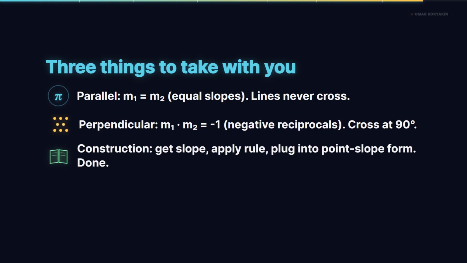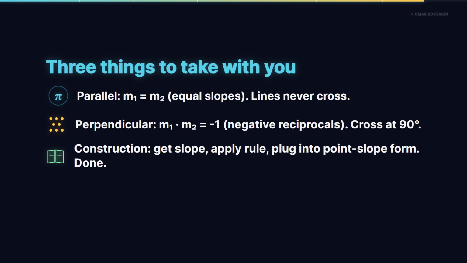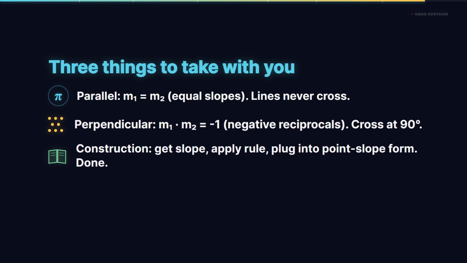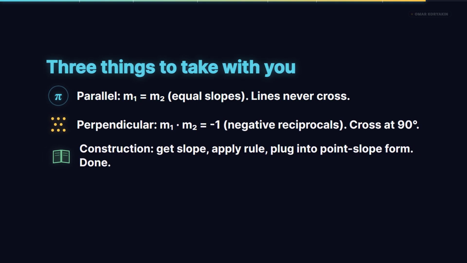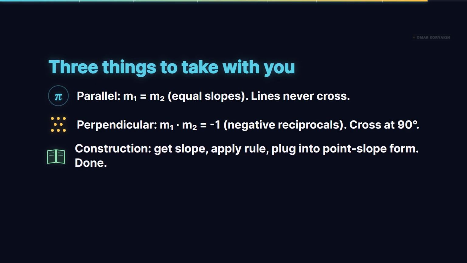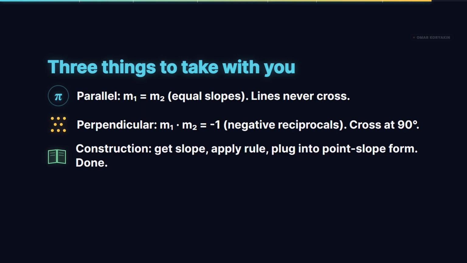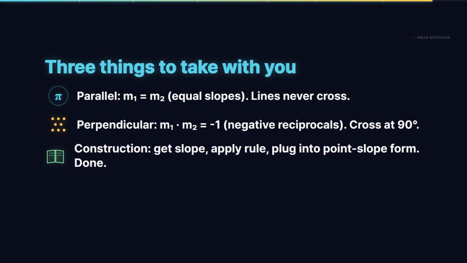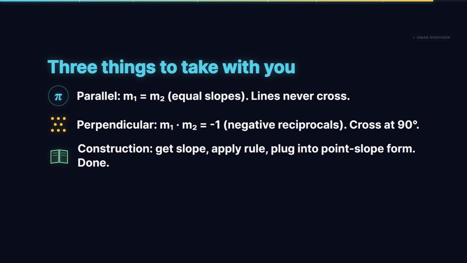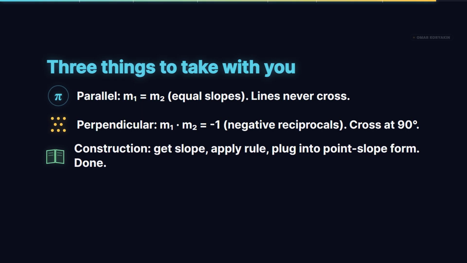Third, to write the equation of a line parallel or perpendicular to a given line and passing through a specific point, identify the original slope, apply the appropriate rule to get the new slope, and use the new slope with the given anchor point in the point-slope form template. Optionally convert to slope-intercept or standard form for the final answer. The procedure takes about 20 seconds once practiced and works for every parallel and perpendicular construction problem in the rest of the algebra course.